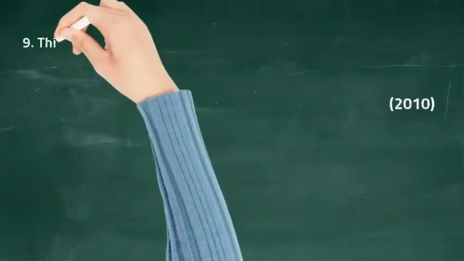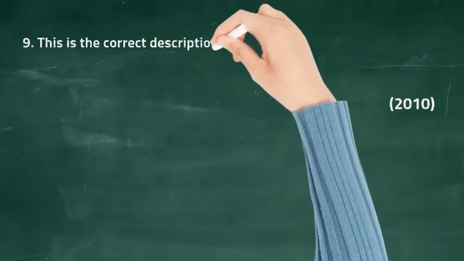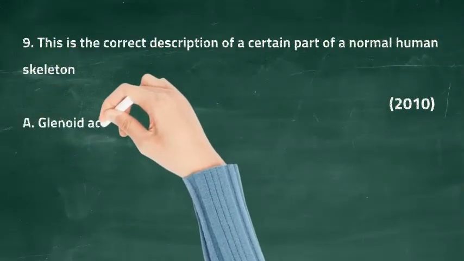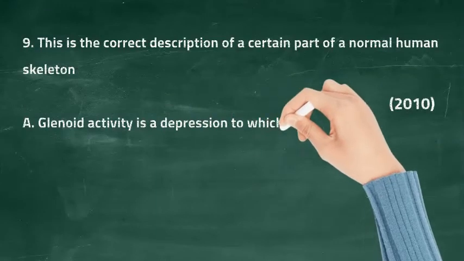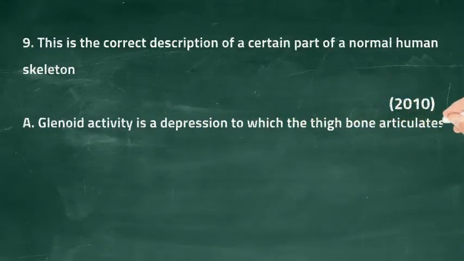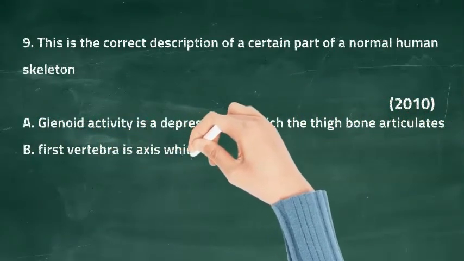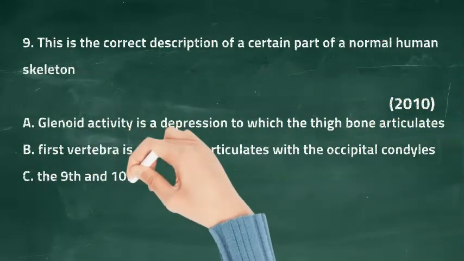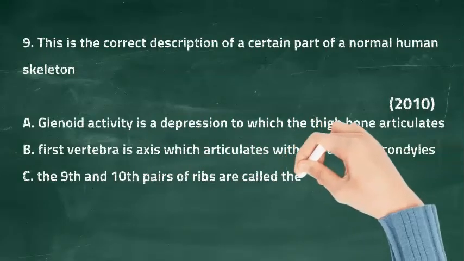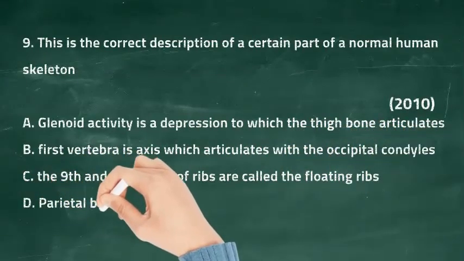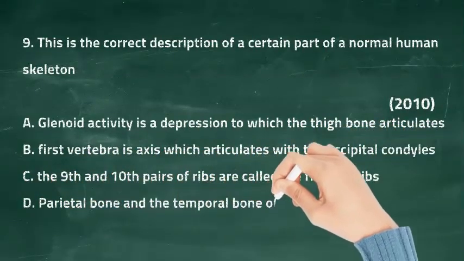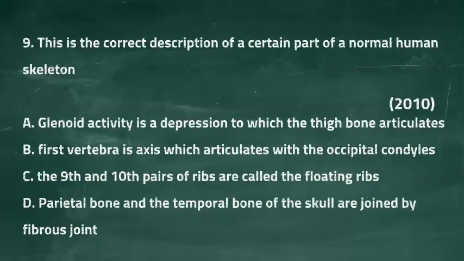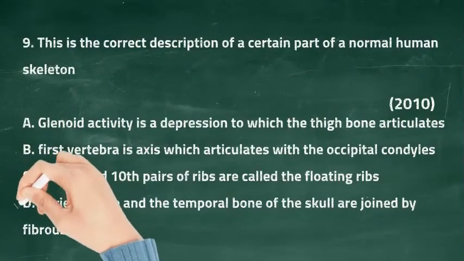Question 9. This is a correct description of a certain part of a normal human skeleton. Option A is glenoid cavity is a depression to which the thigh bone articulates. Option B is first vertebra is axis which articulates with the occipital condyles. Option C is the ninth and 10th pairs of ribs are called the floating ribs. And option D is parietal bone and the temporal bone of the skull are joined by the fibrous joint. The right answer is option D, parietal bone and the temporal bone of the skull are joined by the fibrous joint.